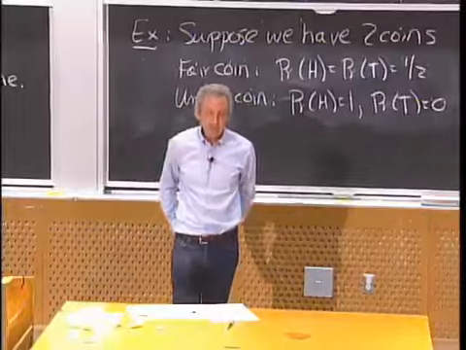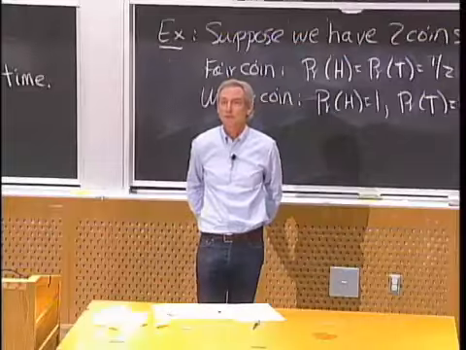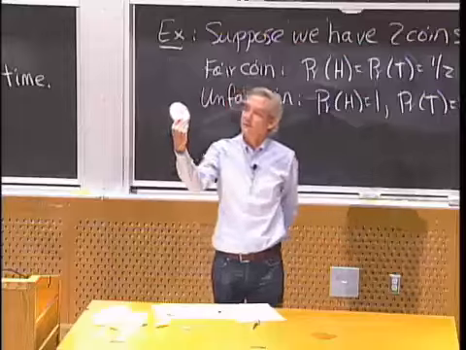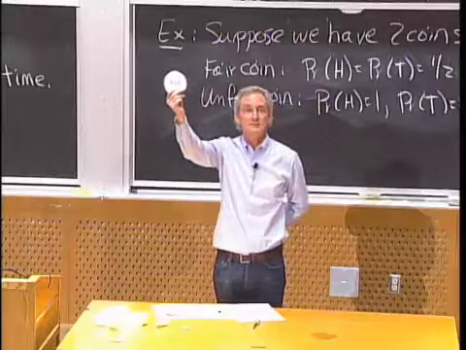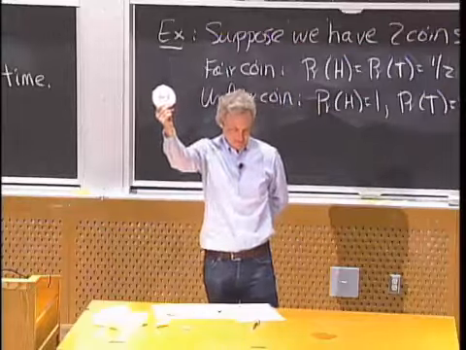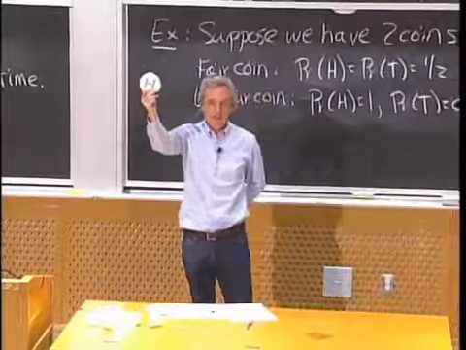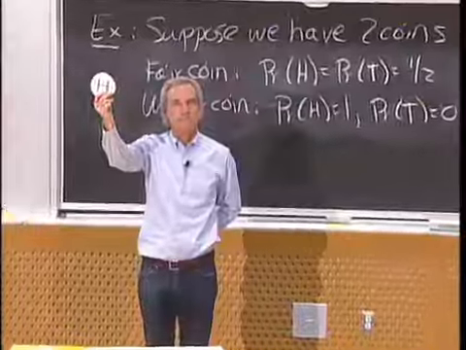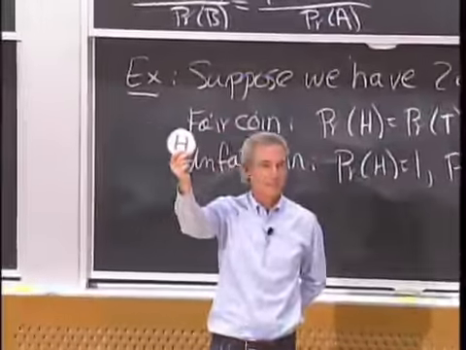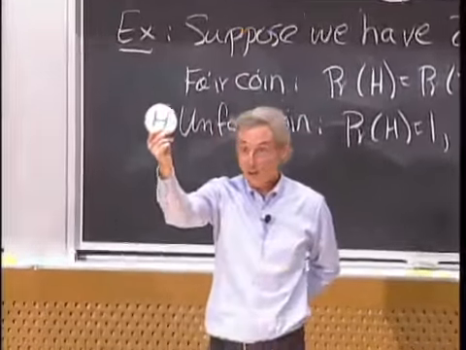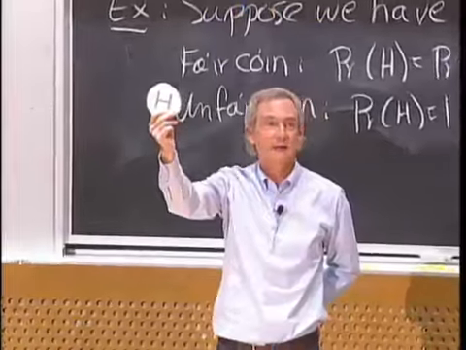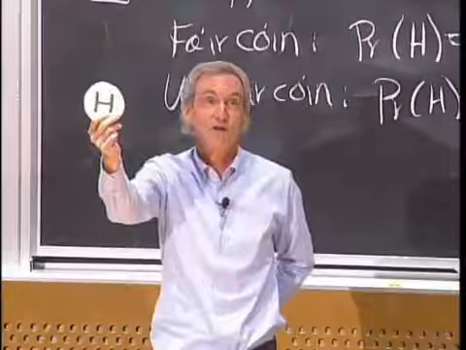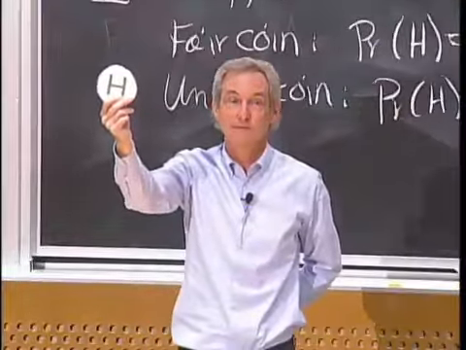And I flip it, which I'm doing behind my back. And lo and behold, it comes out and you see a heads. What's the probability I'm holding the fair coin? All right? I picked the coin 50-50 behind my back. So one answer is I picked the fair coin with 50% probability.